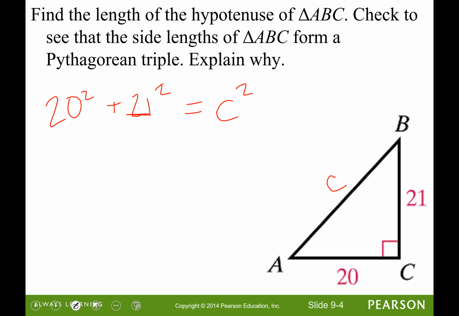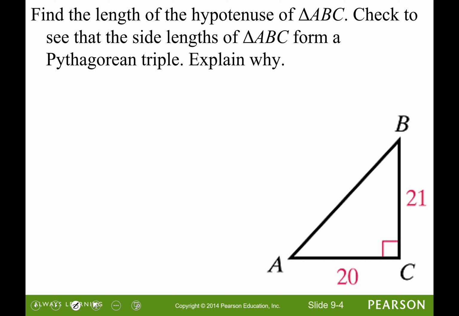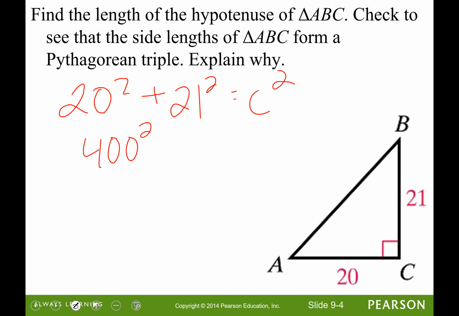Let me see if I have this typed out because my writing is not looking very nice right now. Okay, so it turns out when we solve that equation for c, we get 29. I'll go ahead and show you that work then. 20 squared plus 21 squared equals c squared. That would be 400 plus, grab my calculator here, 21 squared is 441, is equal to c squared.